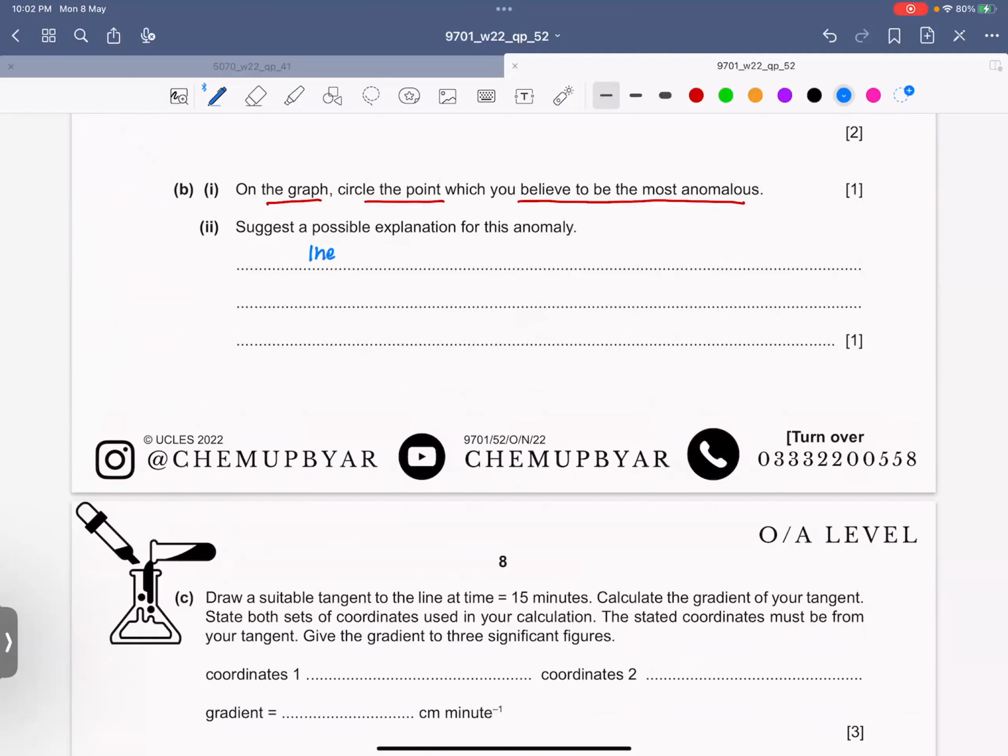The actual time is lesser than the time recorded. Is this clear to everyone?